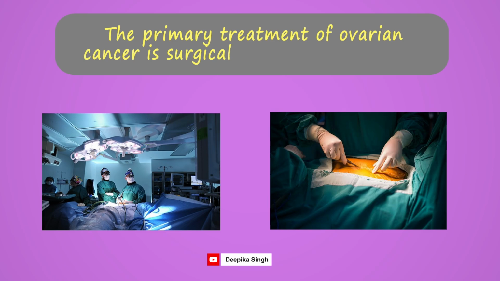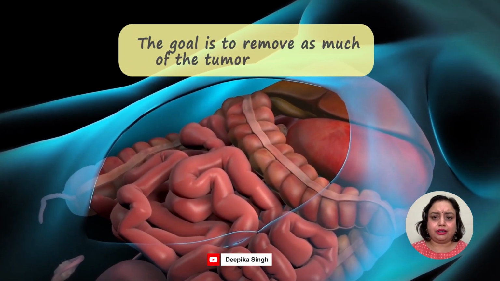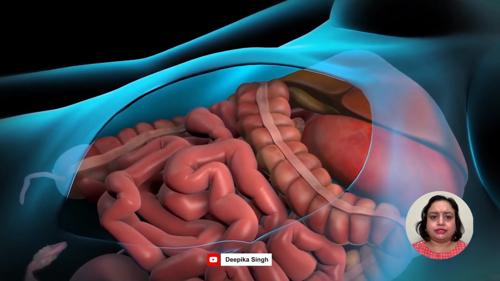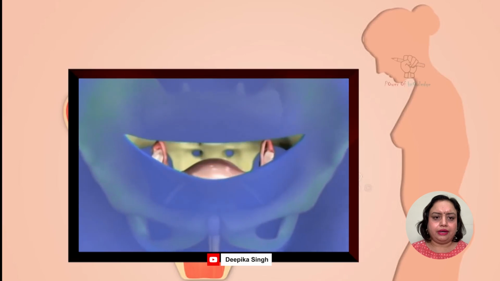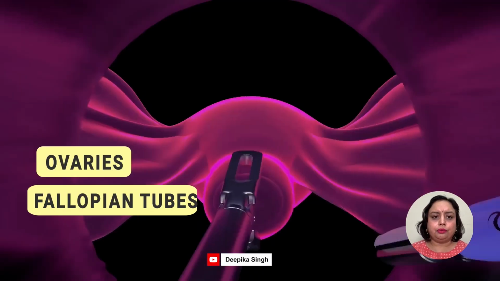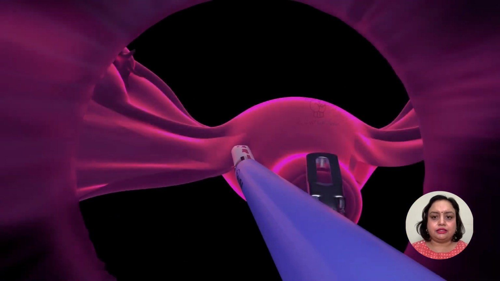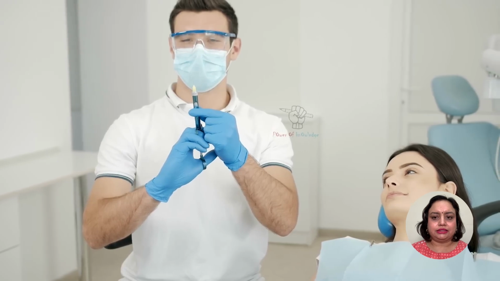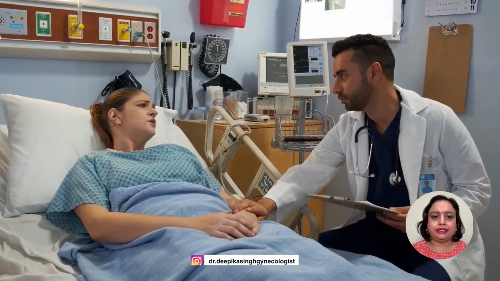The primary treatment of ovarian cancer is surgical removal of the tumor. The goal is to remove as much of the tumor as possible. In early stage cancer, this might involve removing only the affected ovary. In more advanced stages, the surgeon may need to remove both ovaries, the fallopian tubes, and the uterus, and any affected lymph nodes or tissues. Debulking surgery may also be done for advanced cancers, which involves removing as much of the tumor as possible, even if it is not completely resectable.